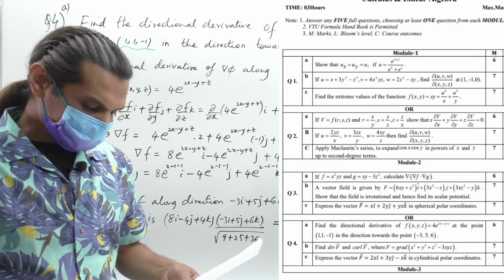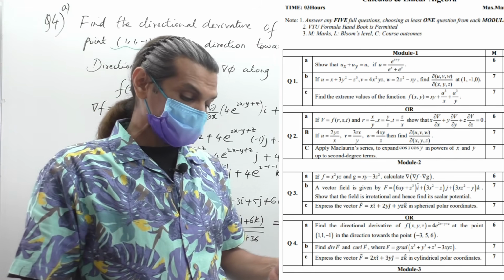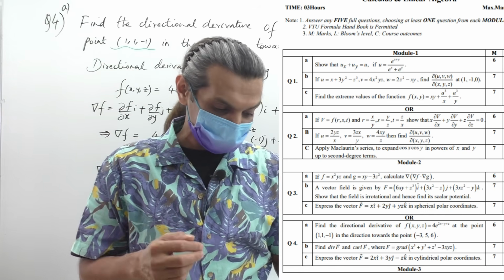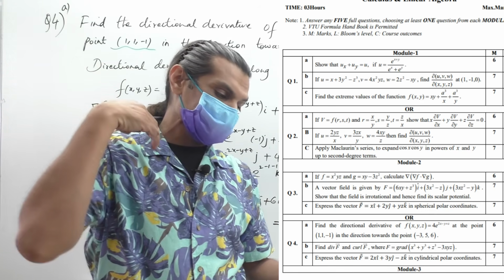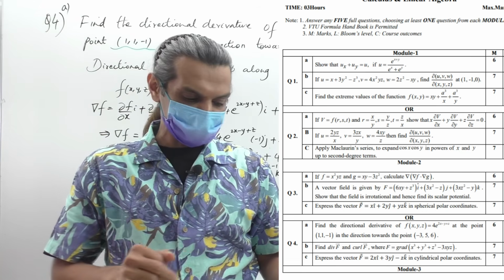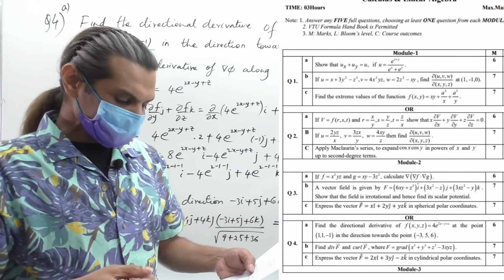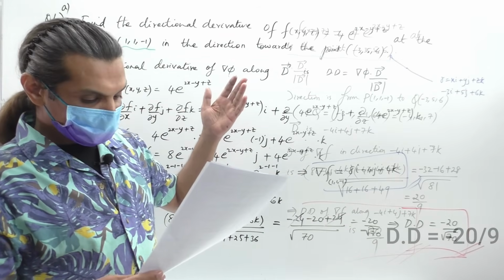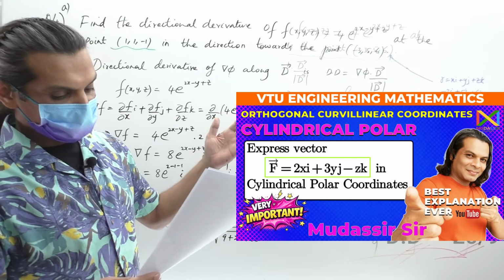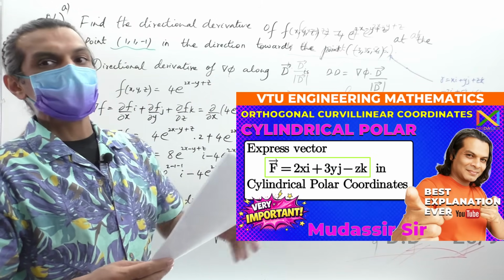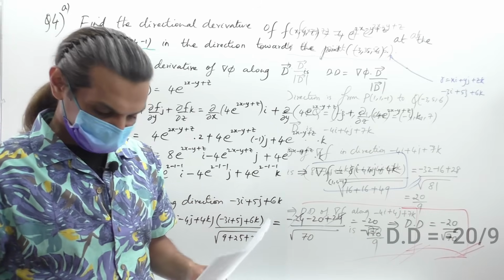The next one is 4c. Express the vector f is equal to 2xi plus 3yj minus zk in cylindrical polar coordinates. As I told you, in module 2 there will be an option to express as spherical polar or cylindrical polar, and both these questions are important. Both are going to repeat. I have solved this in a very simple way. It's simpler than spherical polar. So please refer to the link in the playlist and solve it.